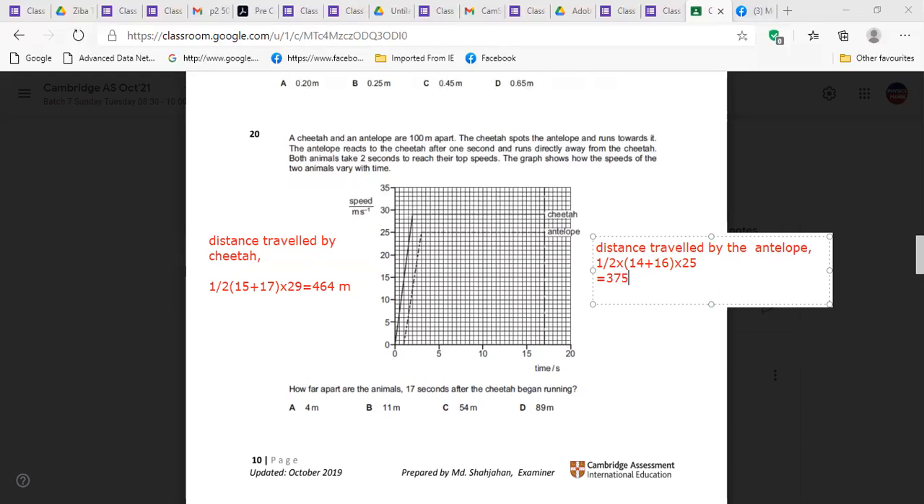375. Now you will add more 100 with this. Then why? Because when they started, the cheetah and antelope were 100 meters apart. So the cheetah and antelope position, so the answer is 11.